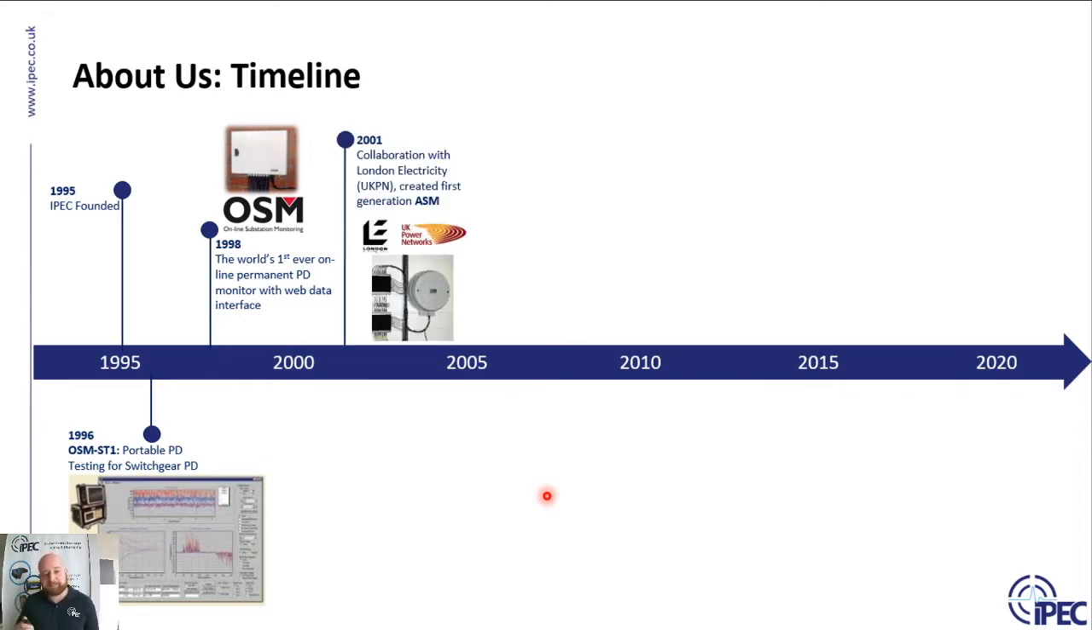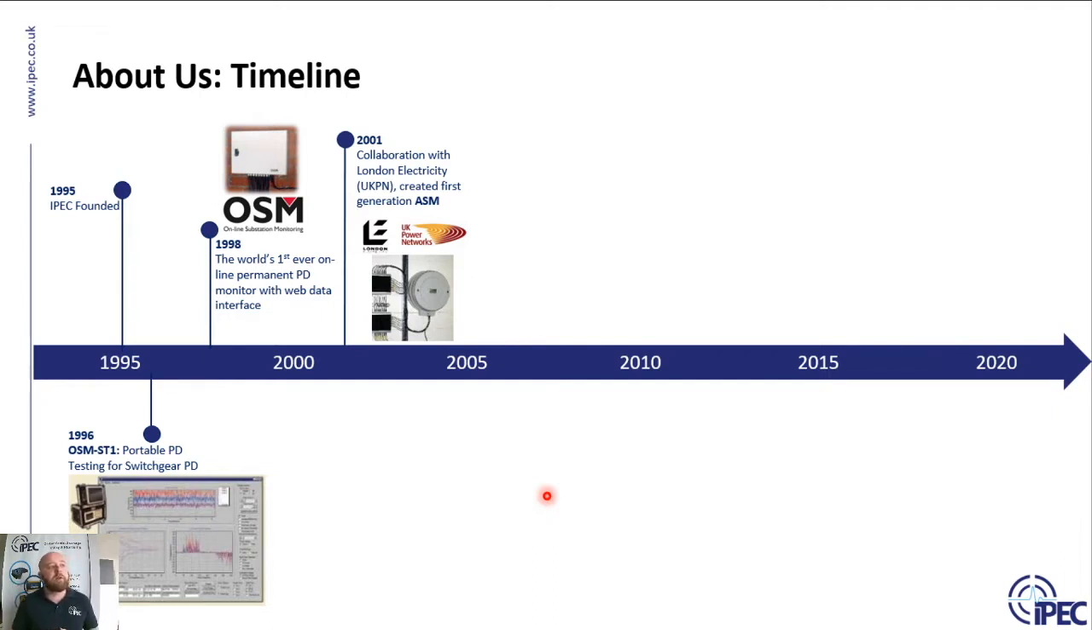Probably the biggest step in IPEC's evolution was in 2001, when we started a collaborative relationship with London Electricity, which then became EDF Energy and is now known as UK Power Networks. What we did there really was take the basic technology that we had and move it into something more applicable to large-scale networks. London Electricity obviously ran the network in London. The biggest problems there were PD and underground cables.